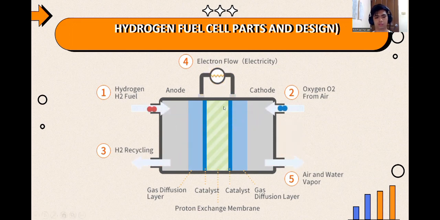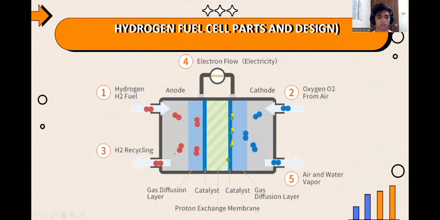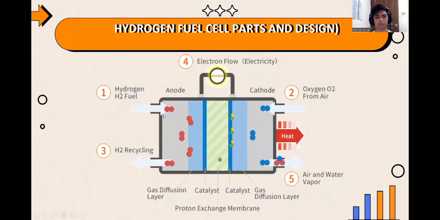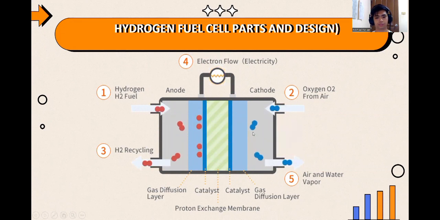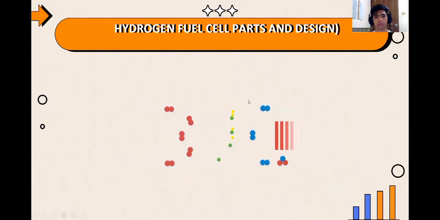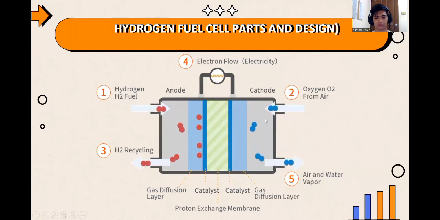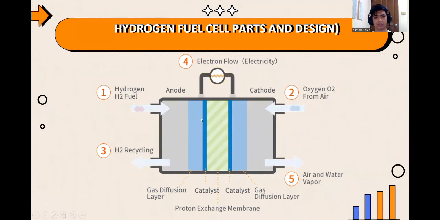So, sa una, makikita natin dito, yung hydrogen at ang oxygen, susupply itong yung anode and cathode ng hydrogen and oxygen. Makikita natin na yung hydrogen na nag-react sa catalyst.